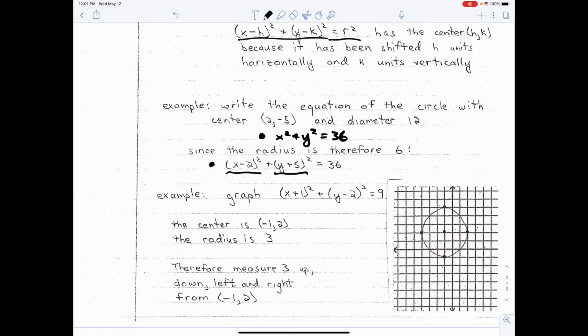It's that simple, okay? All right, so I'm going to get rid of this one because that is not the answer. That's just what it would be if it was unshifted.